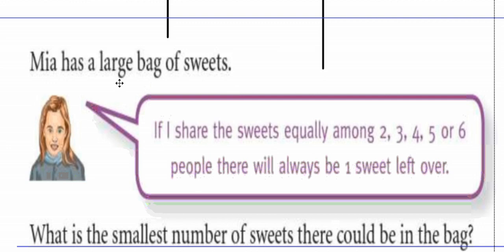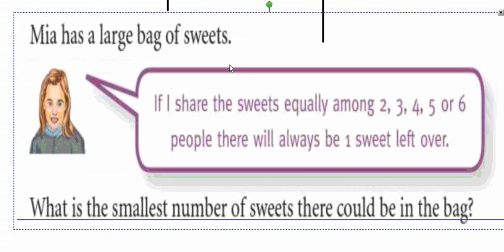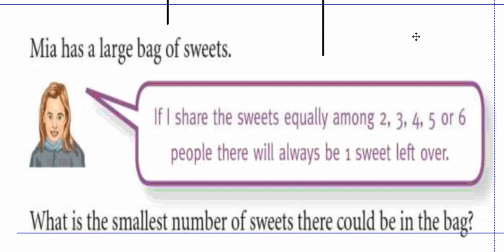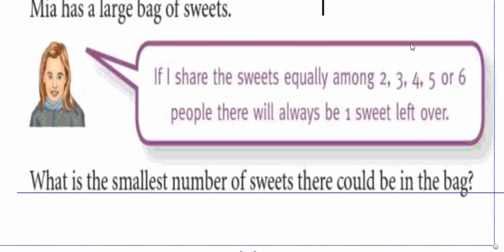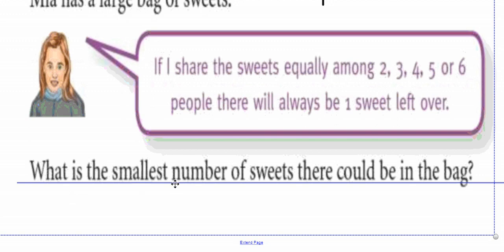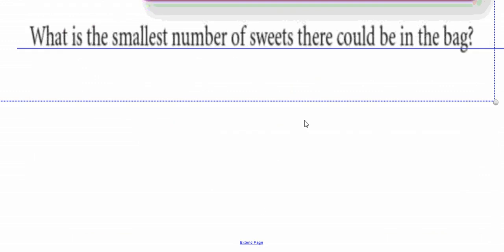We start with this question over here. This question is talking about Mia. The question says, Mia has a large bag of sweets, and Mia says, if I share the sweets equally among 2 people, 3 people, 4 people, 5 people, or 6 people, there will always be 1 sweet left over. Now the question is, what is the smallest number of sweets there could be in the bag?